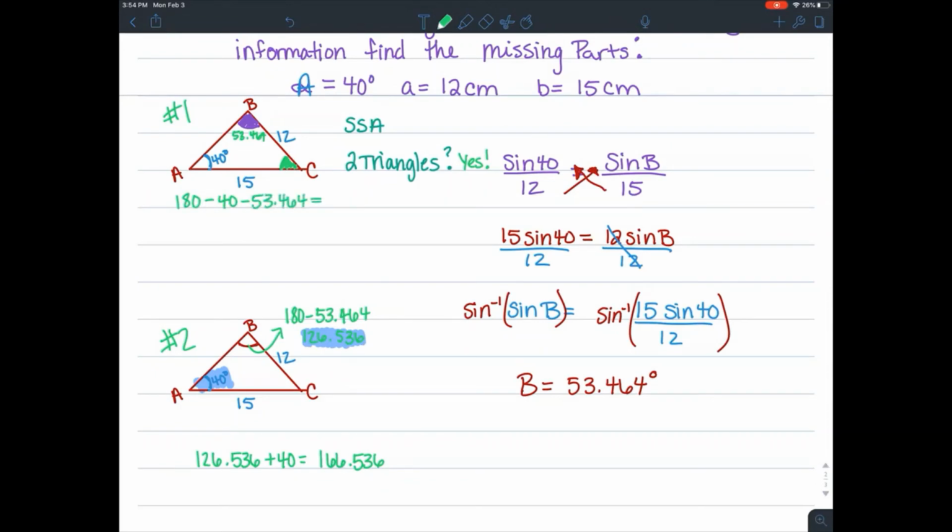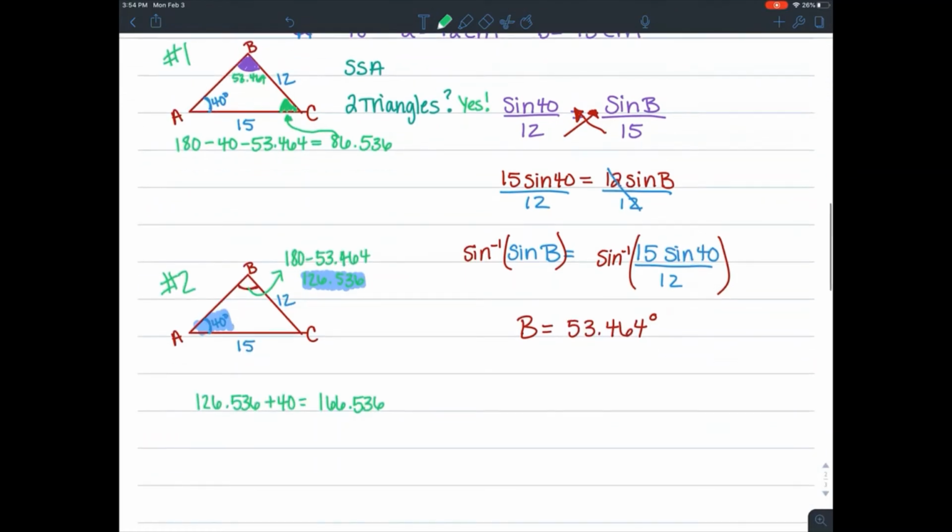What do I get when I do that? I get 86.536. So this is C in the first triangle. To get the angle of the second, I just need to do 180 minus this answer. 180 minus this answer is going to give me 13.464. All right? All right, I hope you're following me.